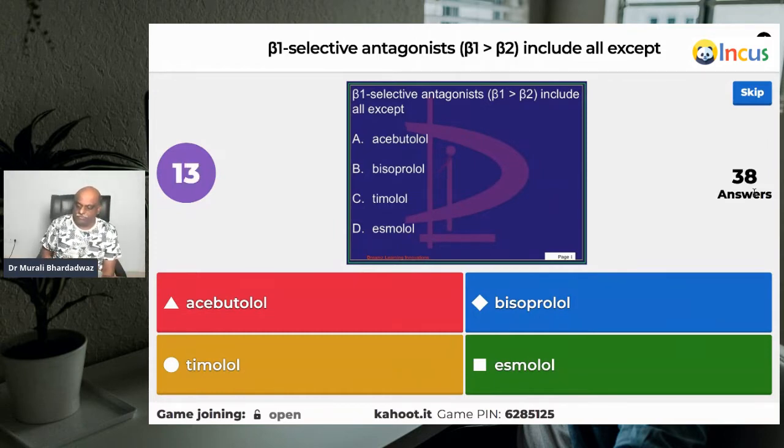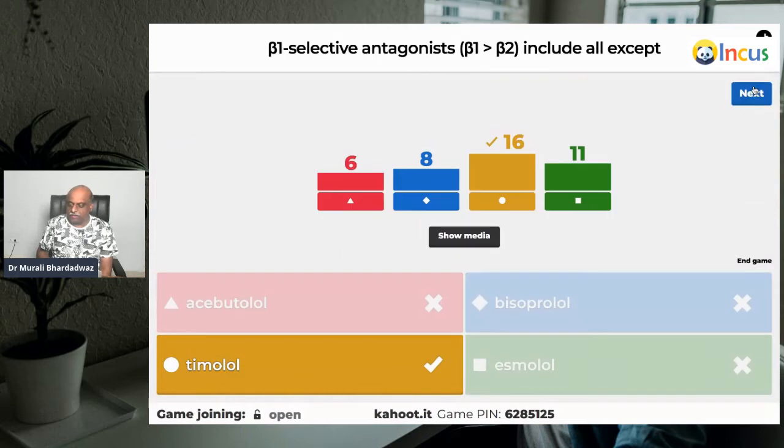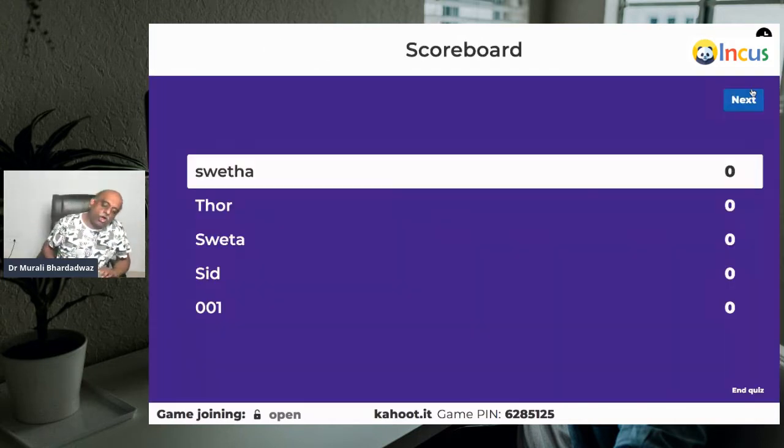Very good. Excellent. 16 of you have correctly answered. Acebutolol, bisoprolol, esmolol, they're all beta-1 selective. Beta-1 is in the heart, beta-2 is in the lungs. All of you know. There are 2 lungs, beta-2. 1 heart that is meant to be given to only 1 person in the world, that is beta-1. So acebutolol, bisoprolol, esmolol, they're all beta-1 selective, but not timolol is what you need to remember. Shweta rocks. Thor, one more Shweta, Shweta 2, Sid and 001.